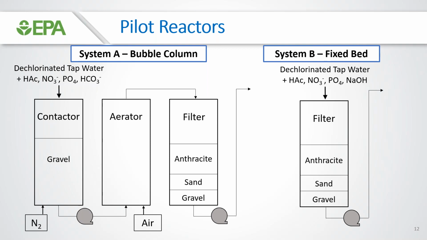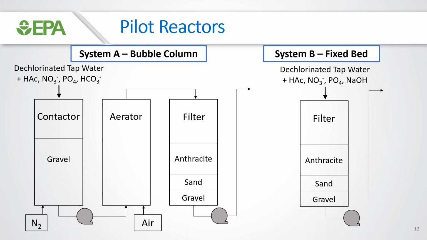These are the schematics of the two systems that we've been testing. The first is this bubble column in System A, where we feed in dechlorinated tap water that's amended with acetic acid, nitrate, phosphate, and then bicarbonate for pH control. So that goes through a gravel bed, and then we have a nitrogen generator hooked up to it, continuously supplying nitrogen. That gets pumped through an aeration column where we add compressed air. Then it goes through a dual media polishing filter with anthracite and sand.